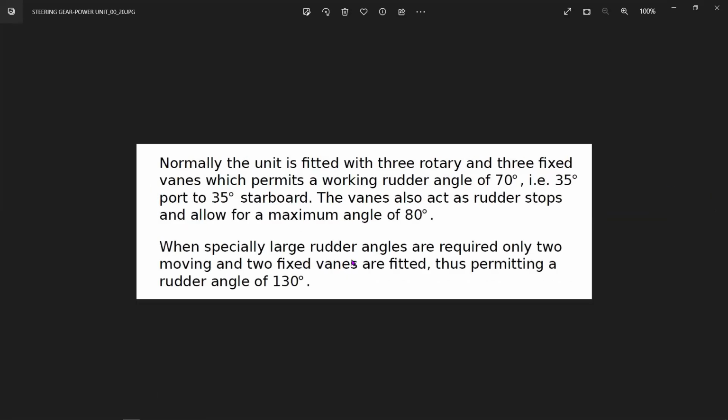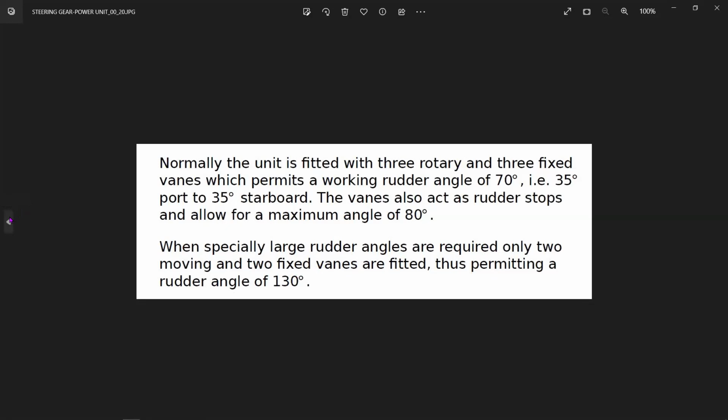Where specially large rudders are required, only 2 moving and 2 fixed vanes are kept, thus permitting a rudder angle of 130 degrees. So basically, with large rudders, you can have a 130-degree angle. Okay, total movement is 130 degrees. So that means it can again lose 10 degrees in the middle, so 130 minus 10 becomes 120.